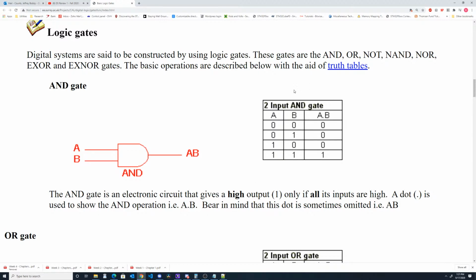For an AND gate, you need to know all these truth tables and how the AND works and the ORs and all that good stuff. In the truth table, we see that the output is only 1 if both the inputs are 1. So if any of the inputs are 0, you're going to get 0 for the output. But if both inputs are 1, you're going to get 1 for the output.